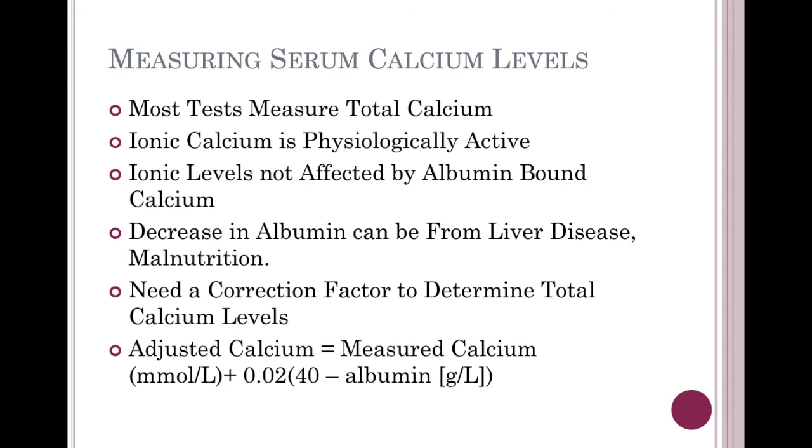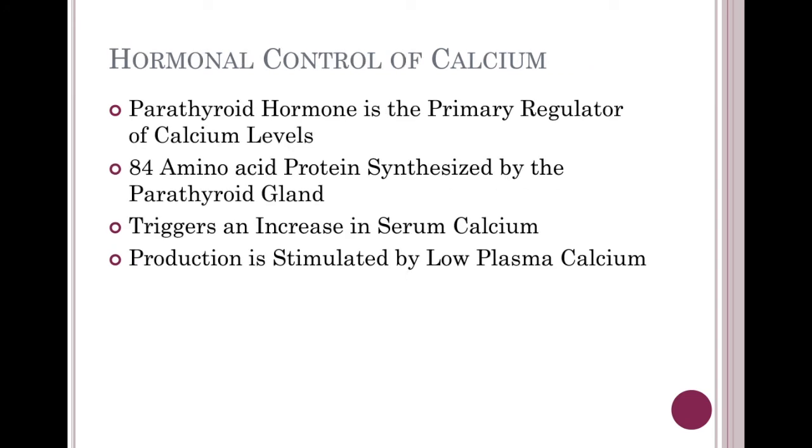So when you're measuring serum calcium levels, most of the tests that are performed measure the total calcium. What's really important is the ionic calcium that is physiologically active. So ionic levels are not affected by the albumin-bound calcium, and decreases in albumin can result from liver disease or malnutrition. But basically, if you want to know what the total calcium is, you have to adjust for the fact that there may be different levels of albumin. So when you look at an adjusted calcium, this really is looking at the physiologically active calcium, and so it's the measured calcium and a correction factor for the amount of albumin that's present in the blood.